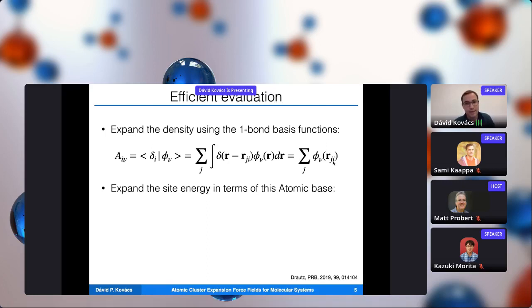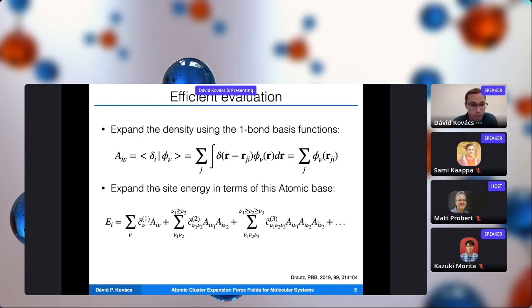Then we take products of these functions that you obtain this way, and then we can get a body-ordered expansion for the energy. So we say that the energy is going to be the sum of these two-body terms, and then this is going to be a three-body term, and this a four-body term, and so on. Here I have omitted the one-body term because that is just a constant.